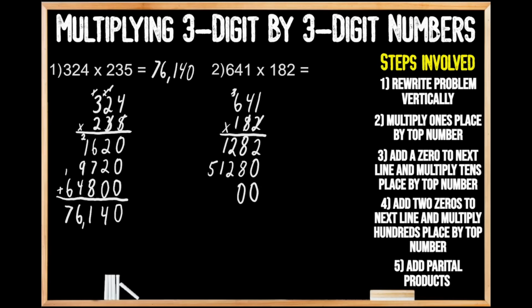And 1 times 1 gives us 1, 1 times 4 gives us 4, and lastly 1 times 6 gives us 6 for 64,100. So now we're going to move on to step number 5, where we're going to add these partial products together to give us our answer.